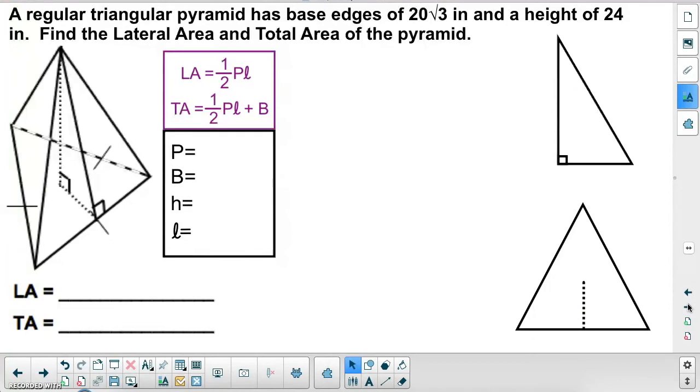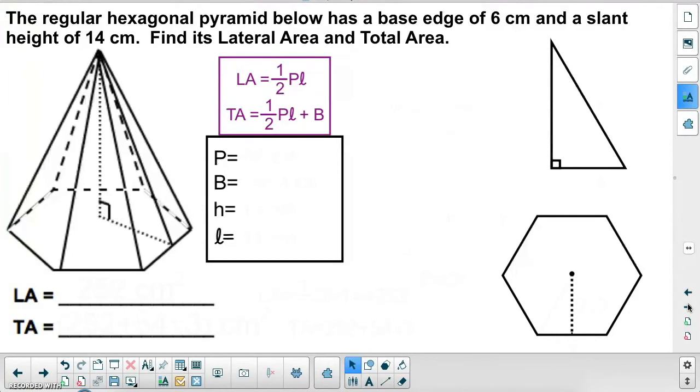I want you to try this example. We're given a base edge of 20√3 inches and a height of 24 inches. Here we have a regular hexagonal pyramid. We know that the base edge is 6, and we have a slant height of 14. So we already know our L value is 14. We need to find P, B, and H.